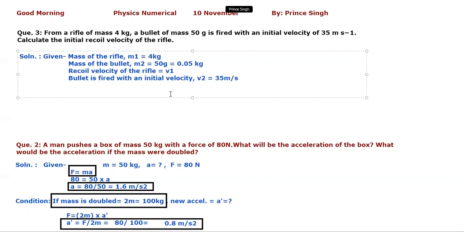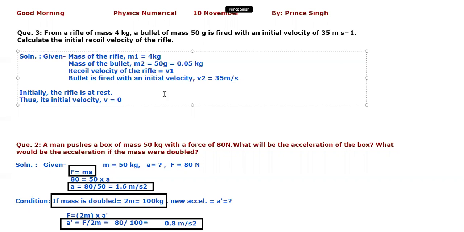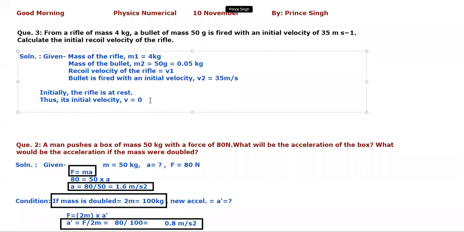So next thing we will have is that initially the rifle is at rest. Okay, and this is correct, initially the rifle is at rest. So the initial velocity of the rifle will be 0.